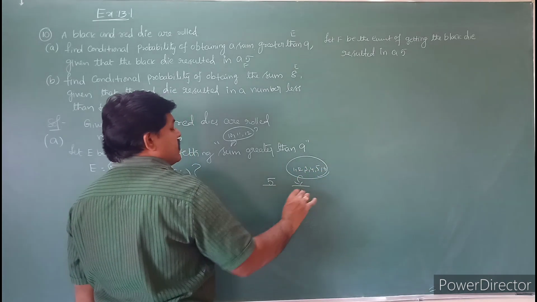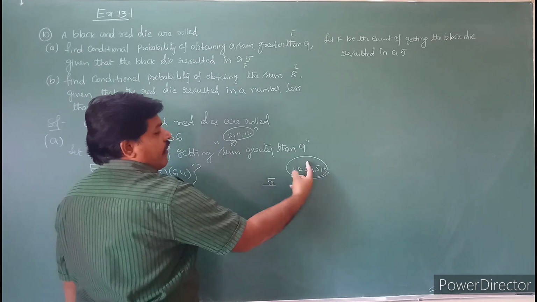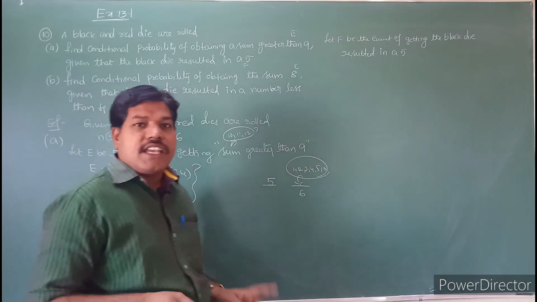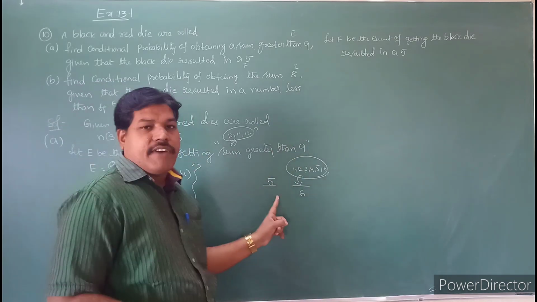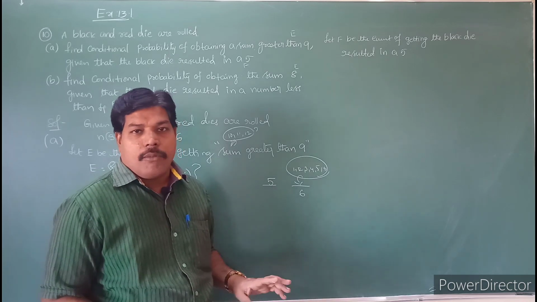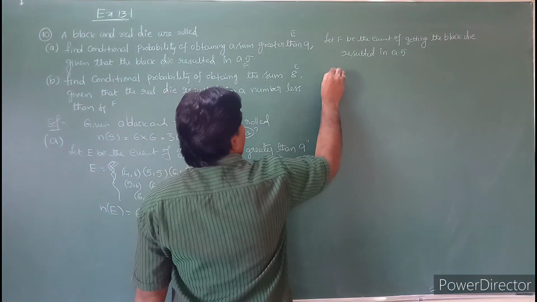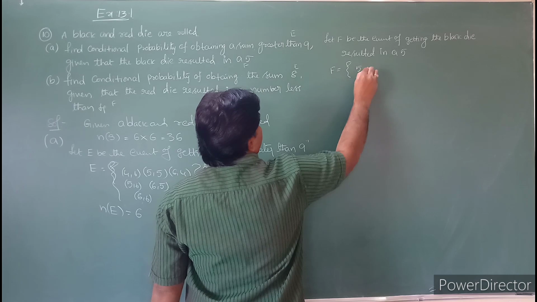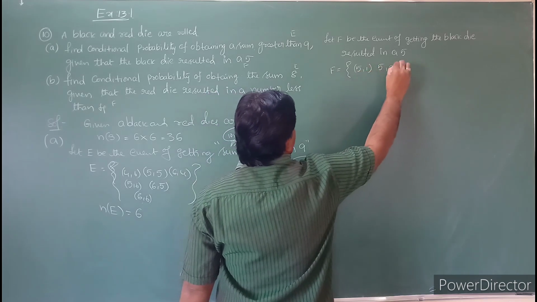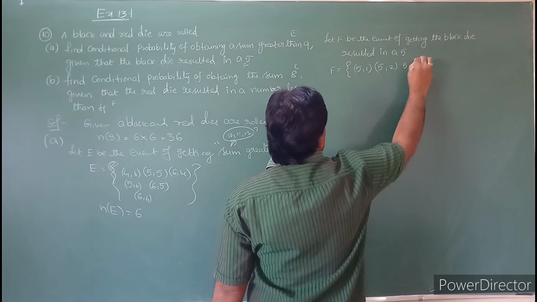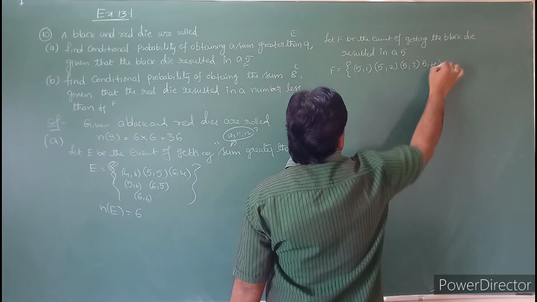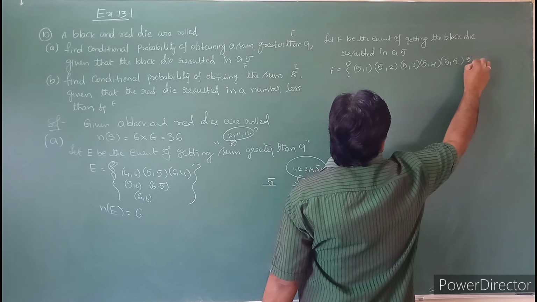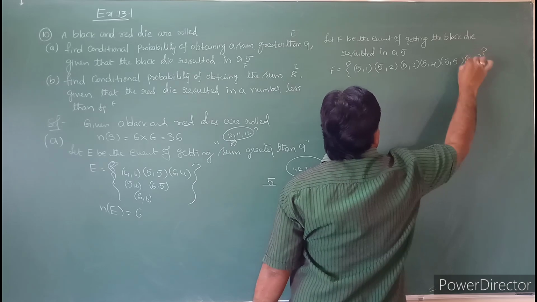So you can get any one out of these. That means 5 comma 1, 5 comma 2, 5 comma 3, 5 comma 4, 5 comma 5, 5 comma 6. Any one you can get. So what is F? F is the event of getting black. Black is a 5. So what is the red one? Red can get any one number. So F you can take as 5 comma 1, 5 comma 2, 5 comma 3, 5 comma 4, 5 comma 5, 5 comma 6. You can get these numbers.